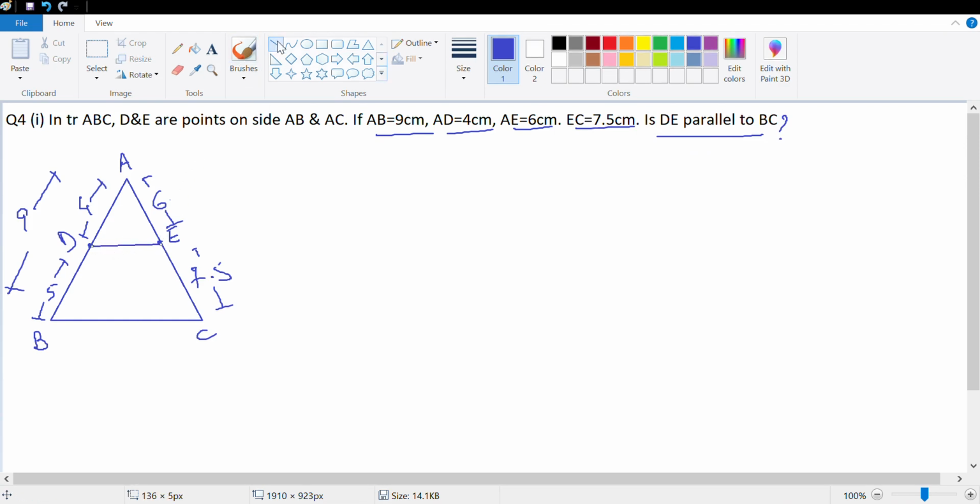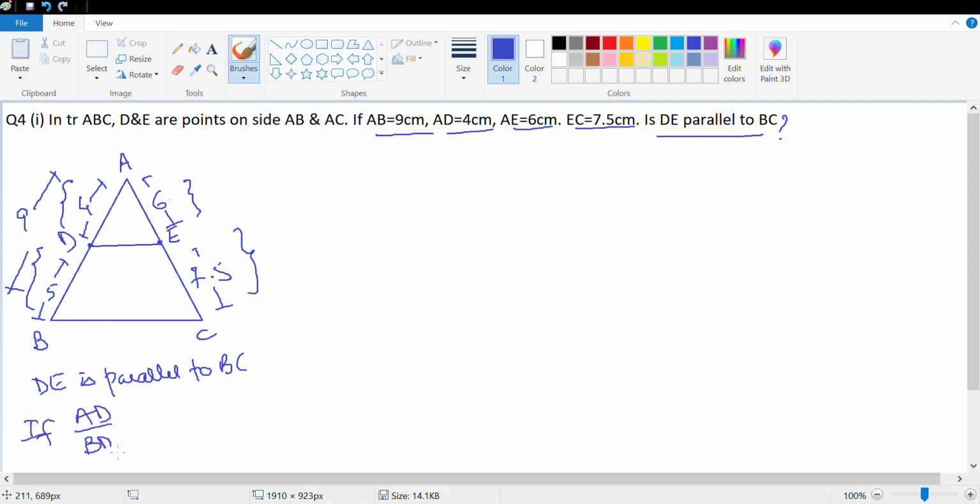This looks like a question of basic proportionality theorem, rather the converse of basic proportionality theorem. If these two ratios are equal, then DE will be parallel to BC. So DE is parallel to BC if AD upon BD is equal to AE upon EC. This is using converse basic proportionality theorem. This is the converse of it, in which case the ratios are given and then you can figure out whether they are parallel or not.